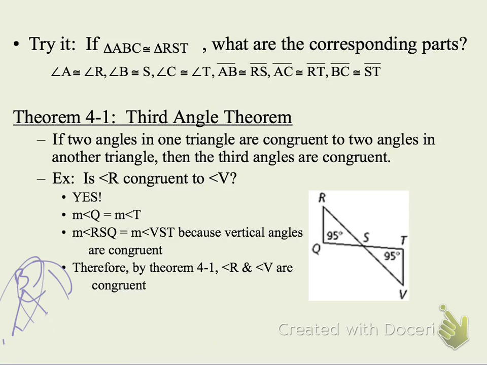So then, when we're talking about the third angle theorem, if two angles in one triangle are congruent to two angles in another triangle, then the third angle also has to be congruent because they should all add up to be the same degrees. So is angle R congruent to angle V? Well, because these two are vertical angles, they should be equal to each other, which means they are congruent. So that means 95 and 95 are the same, and these two are the same. So if two angles are the same, that means the third angle is the same, okay? And we're going to be saying because that is the third angle theorem.